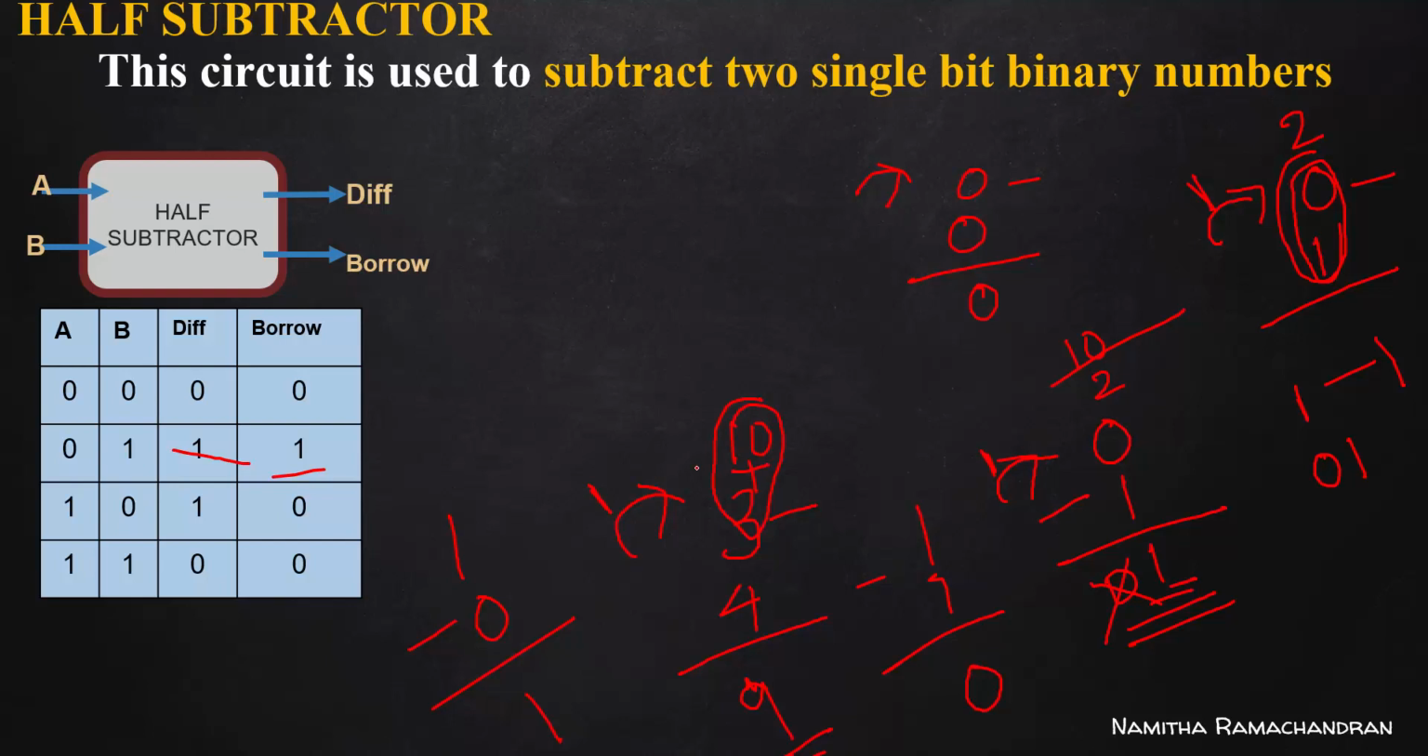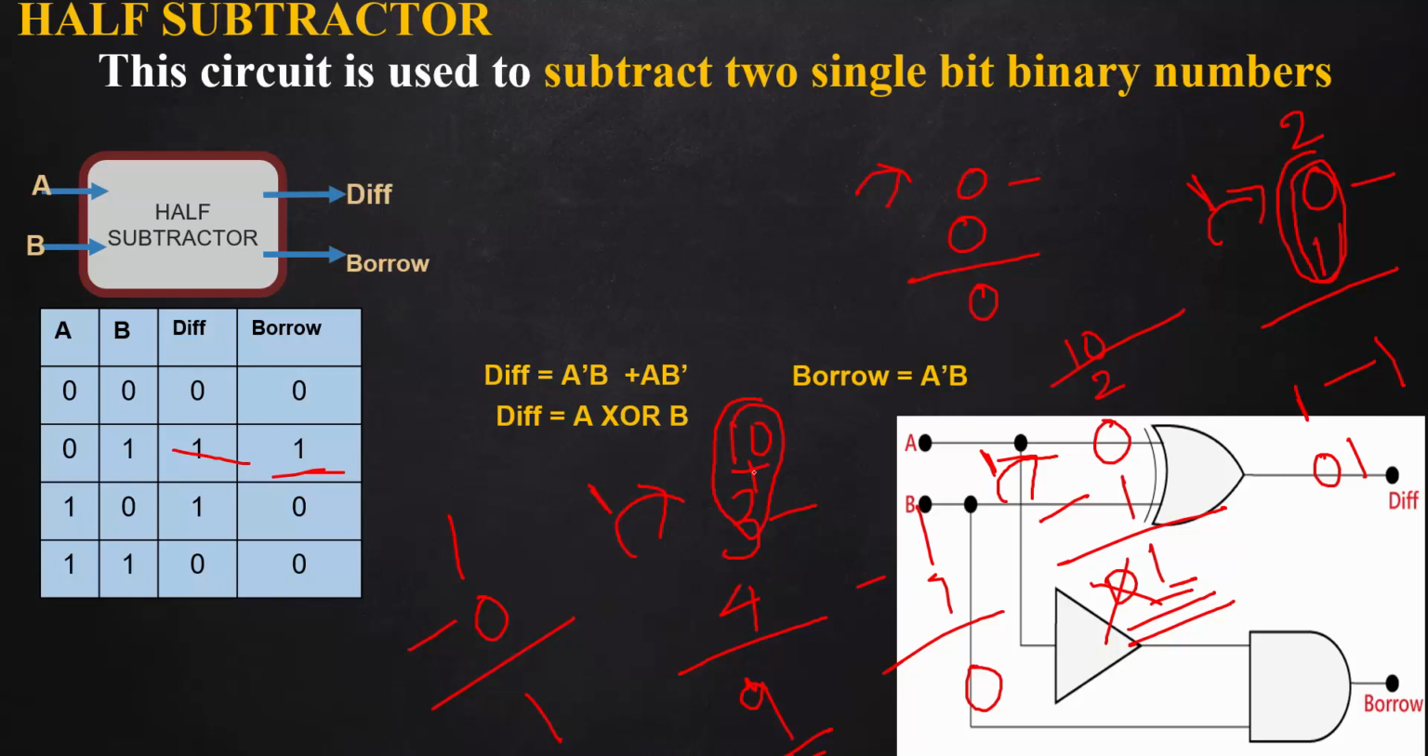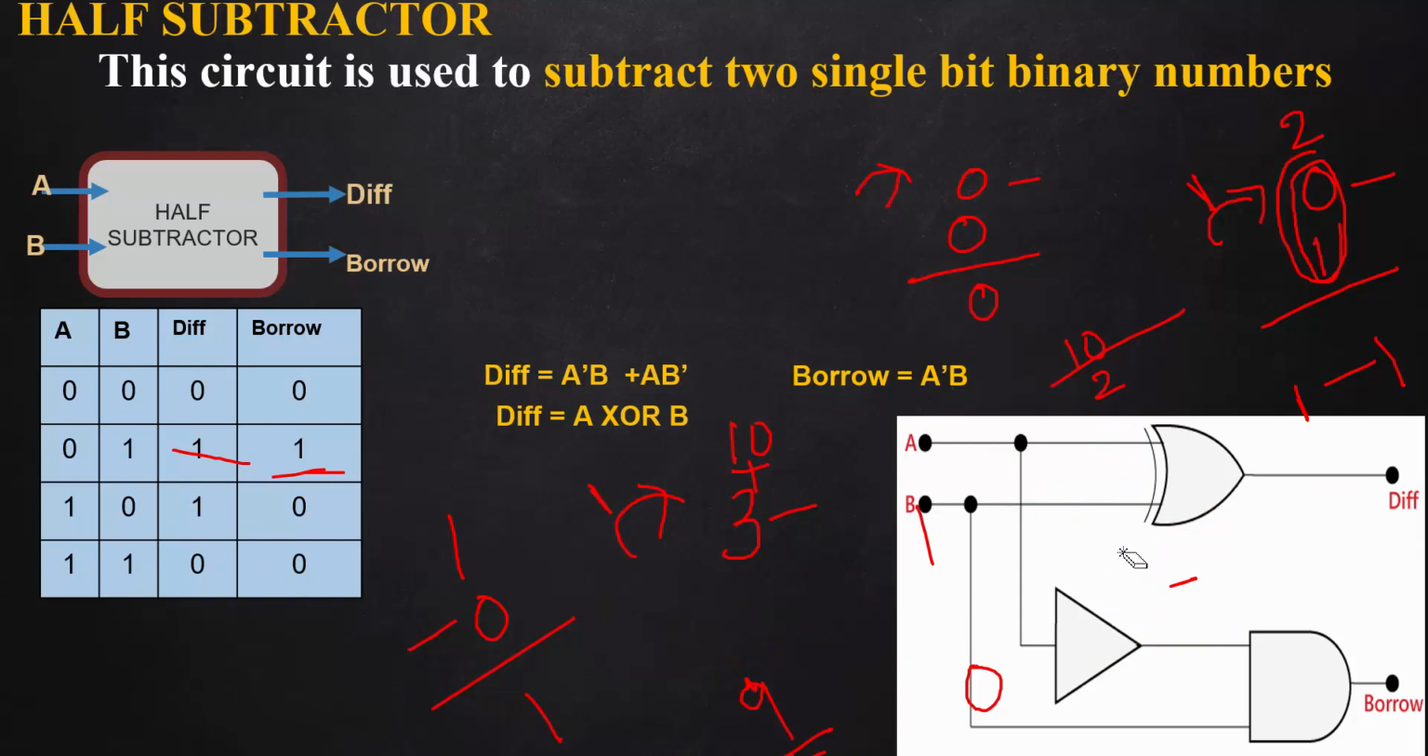Okay, so for this we can generate that expression. Here it is. The expression is A bar B or A B bar, which is A XOR B, which is exactly like the sum part of our half adder circuit. And what about this borrow? Borrow, it is A bar B. Okay, so this is that simplest circuit implementation for our half subtractor, A XOR B and A bar B, if this XOR gate is available.